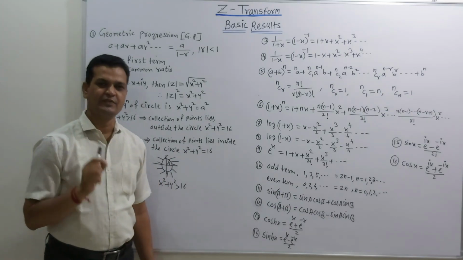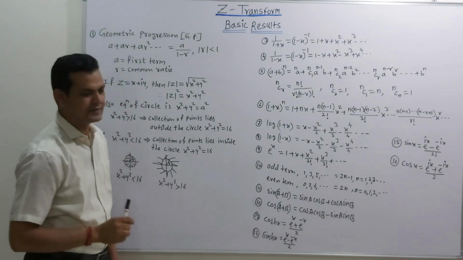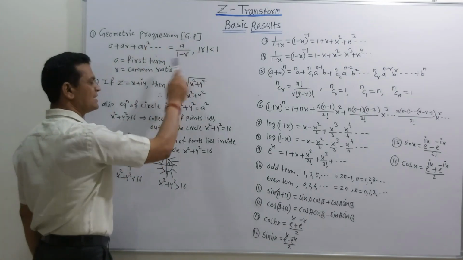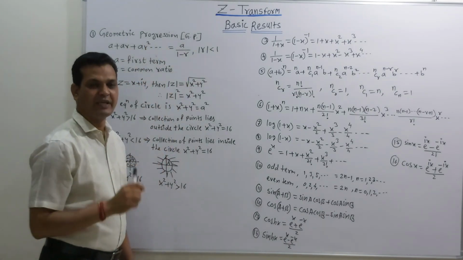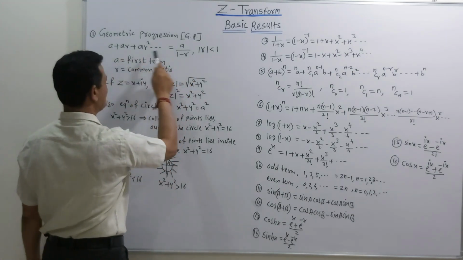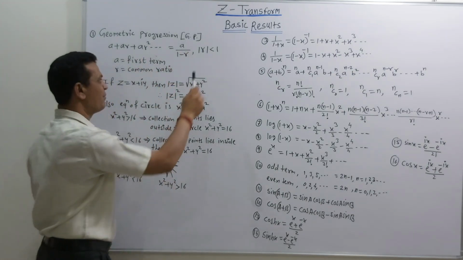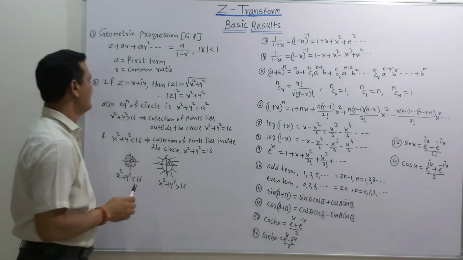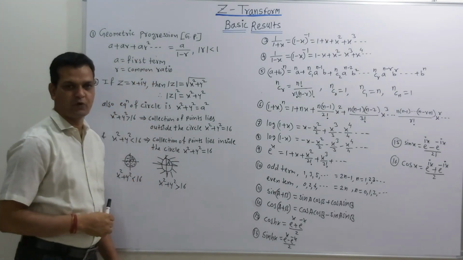So friends, this result is very important for learning the concept of Z transformation. We use this concept for solving each and every example of Z transformation. So the sum of the sequence is A upon 1 minus R, and mod of R is less than 1. This is called geometric progression.